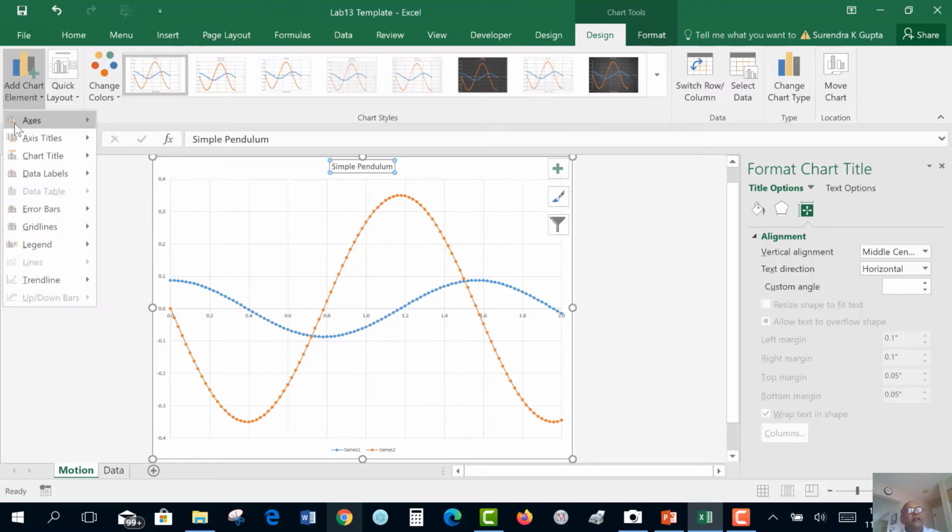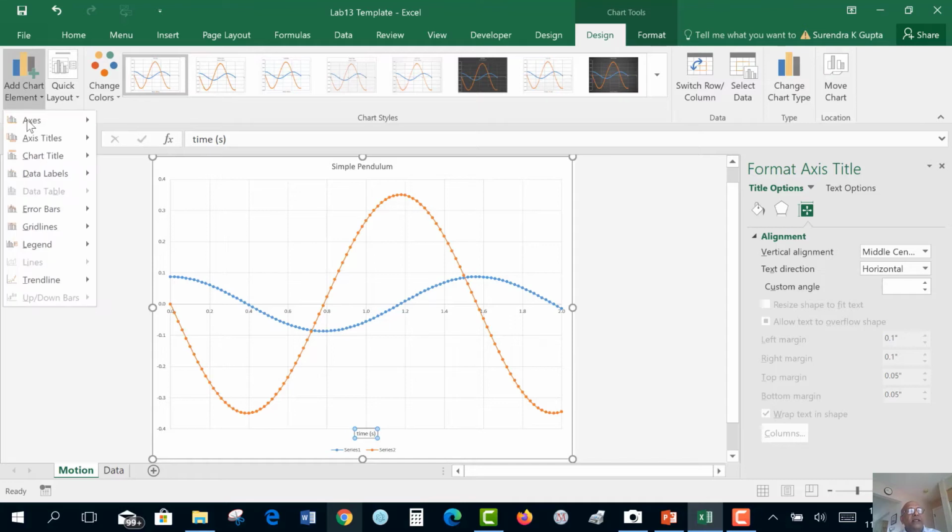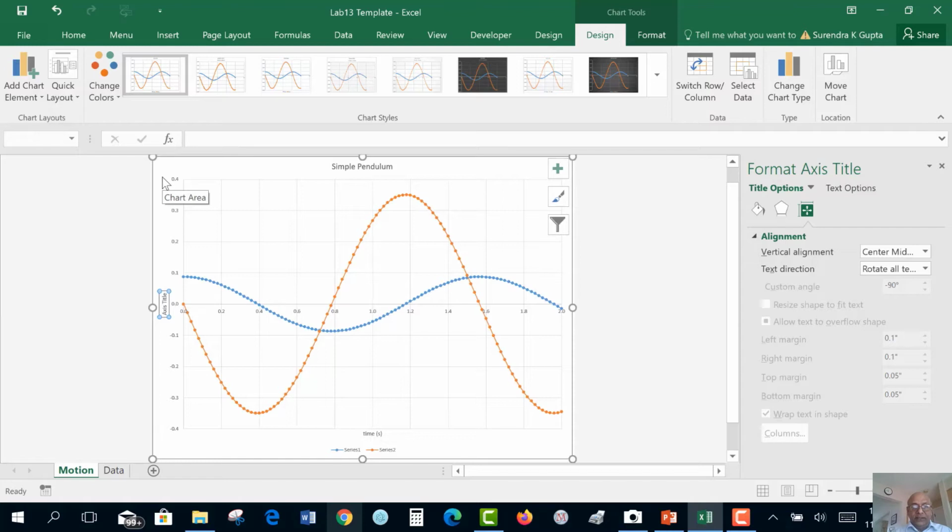Okay, axes titles. So we have time in seconds. Okay, y-axis. What I want to do is I don't want to put them on different secondary axes. So we'll just say our theta and angular velocity, which are in radians and radians per second, are on the same axis. Now I chose carefully the values so that they would look nice.